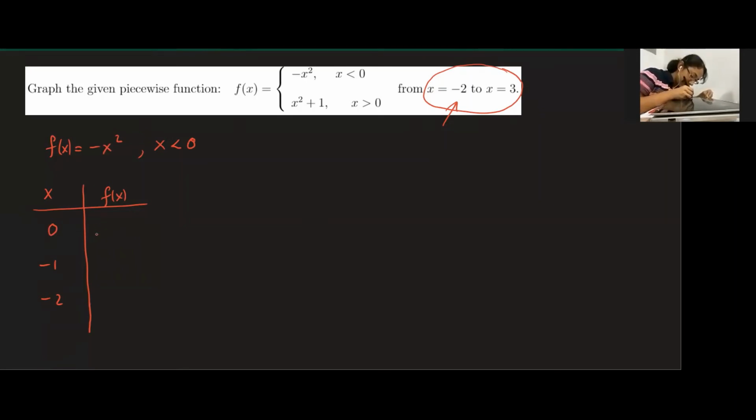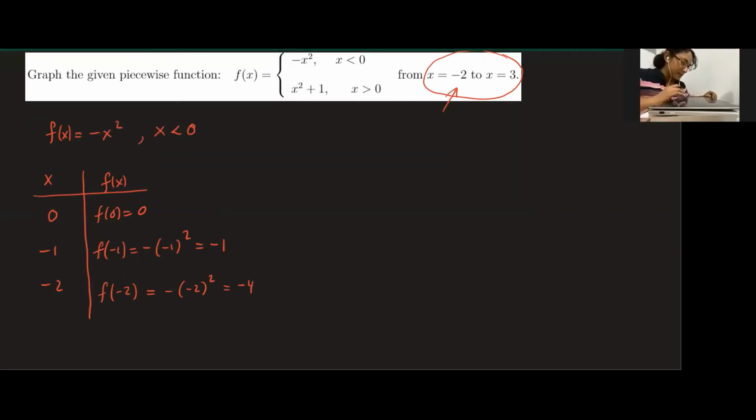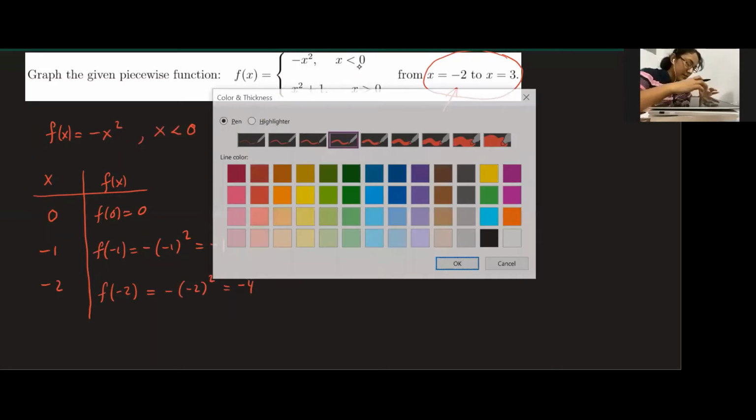We have f of 0, that would be 0. F of -1, that's -1 squared, which is -1. And then f of -2, that would be -2 squared, it's -4. So these are the function values we get when we plug in 0, -1, and -2, because that's the only interval we can actually have on this function.